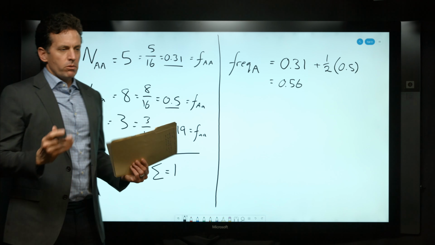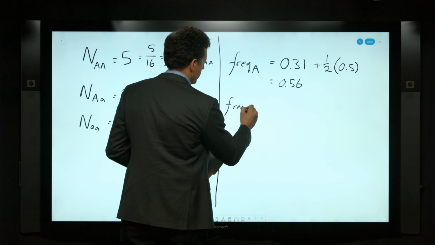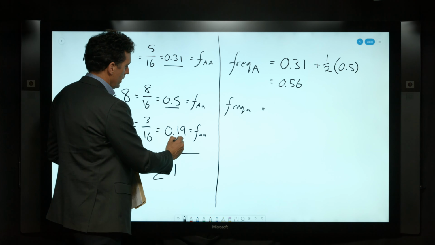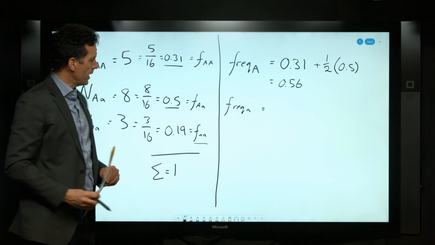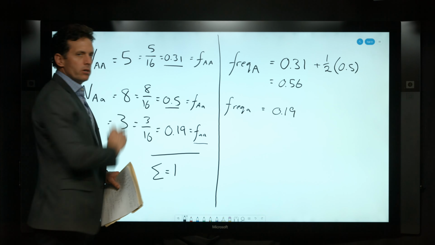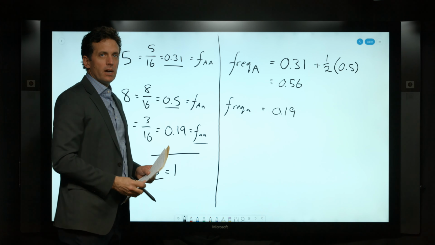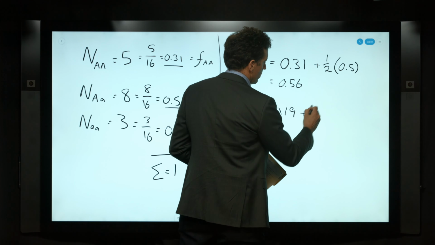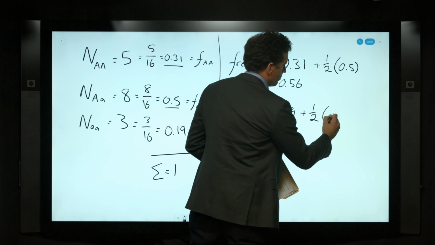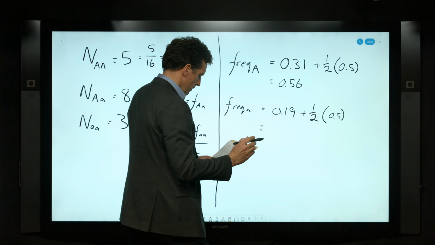And now we want to ask, well, what's the frequency of the little a allele? So let's determine that, and we can write that here. And we can see that the little a allele appears in the little a homozygotes, and it occurs with a frequency of 0.19. But it also occurs in the heterozygotes, but only half of the alleles in the heterozygotes are the little a allele, and so we want half times the frequency of the heterozygote again, which is 0.5, and that is now equal to 0.44.